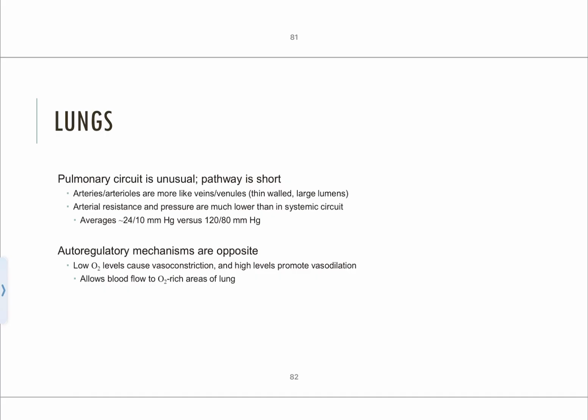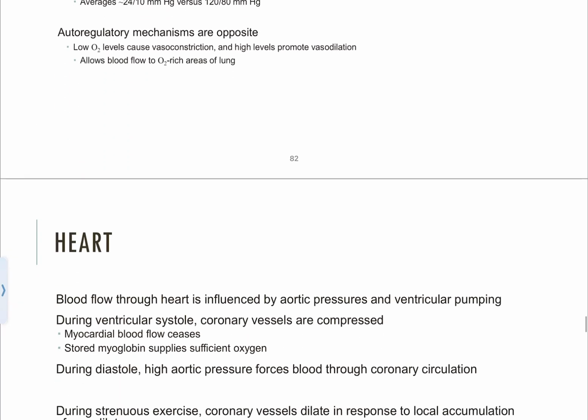Our autoregulatory mechanisms are opposite. Low levels of oxygen actually cause vasoconstriction, and high levels promote vasodilation. What this allows is blood flow to the oxygen-rich areas of the lungs. And that's going to help increase the time allowed for oxygen to be picked up.